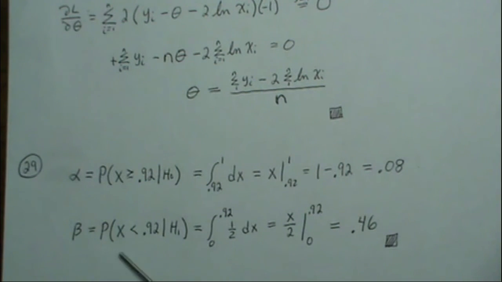Now beta is the probability that we don't reject the null hypothesis when we should. So that's the type 2 error. So we're integrating less than 0.92, so it's 0 to 0.92, and the alternative hypothesis is theta is equal to 2, and then we integrate that, we get this, plug in the limits, we get 0.46 is the probability of the type 2 error.